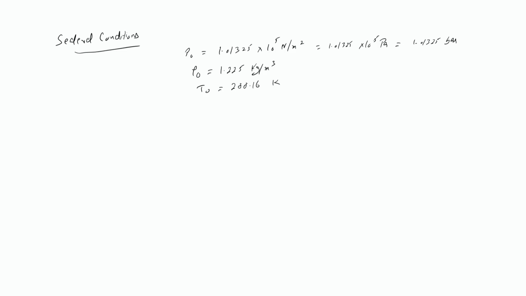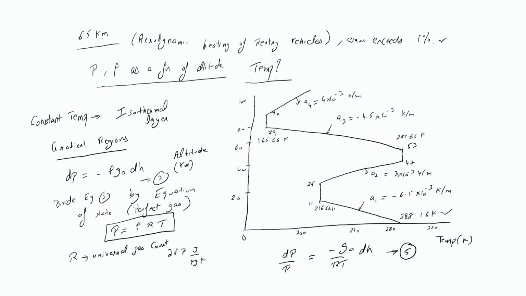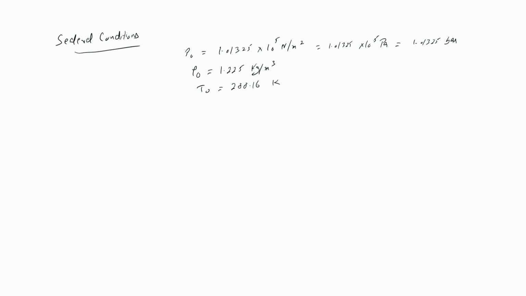Alright. Now first we will be considering the gradient layer. Say for example we want to find the properties at 5 kilometers. We want to find pressure, temperature and density.